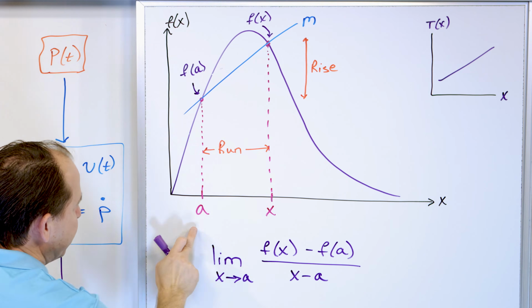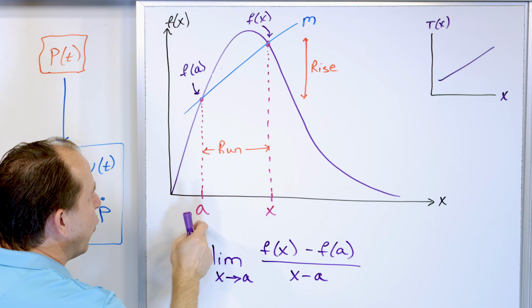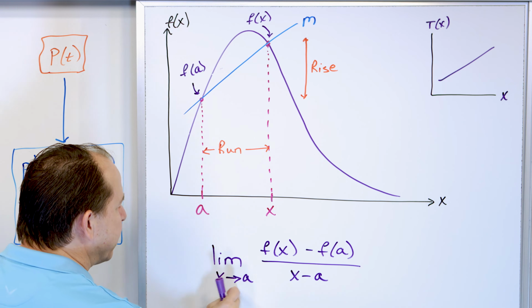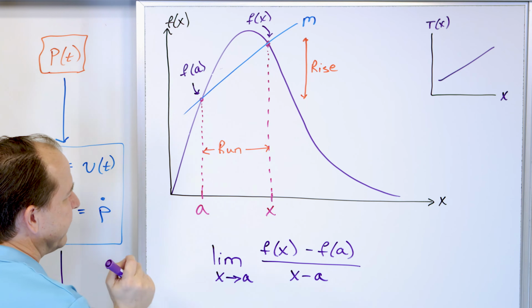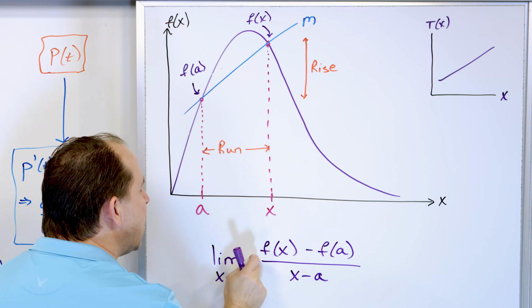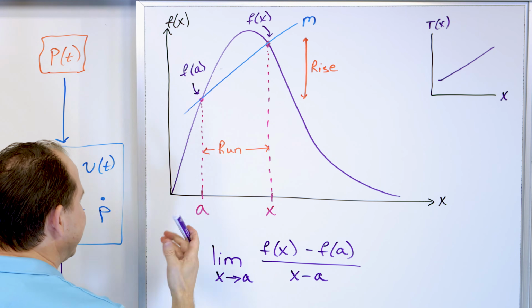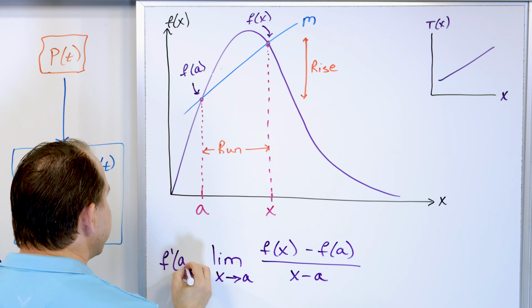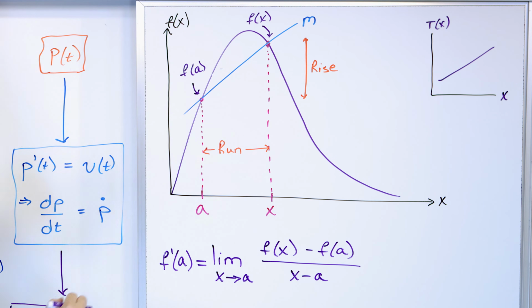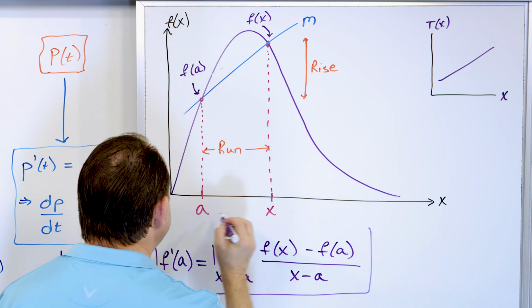As this thing approaches the value of a, remember a is a number, so if a is 1 on the axis, then x would be approaching 1. And as it gets infinitesimally close, I'm calculating the slope of the line that results as I get closer and closer. And I call this entire calculation the derivative of the original function evaluated at the point A. So this is the definition of the famous derivative in calculus.